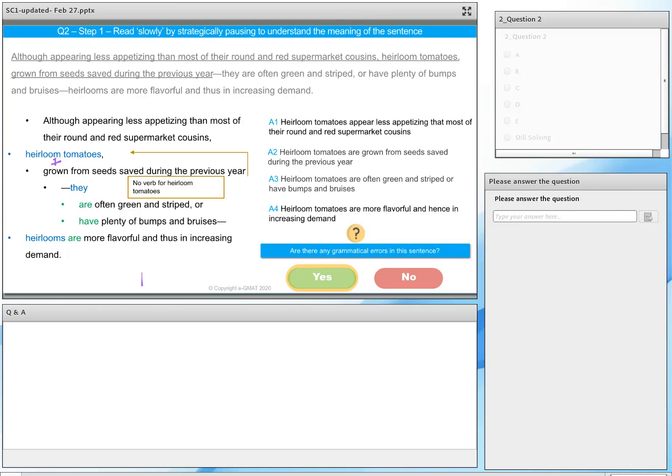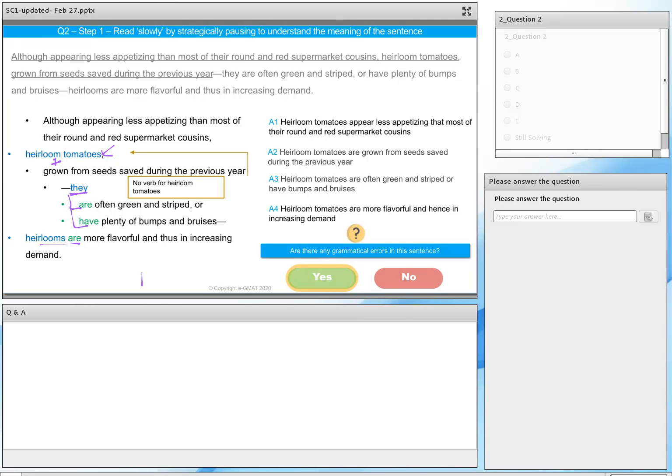They is taking the verb are. They are often green and striped or have. So this is taking those verbs there, and heirlooms are is the subject verb pair here. So heirloom tomatoes up here at the top is without a verb buddy. So heirloom tomatoes, that subject up there has no verb to dance with in this sentence.